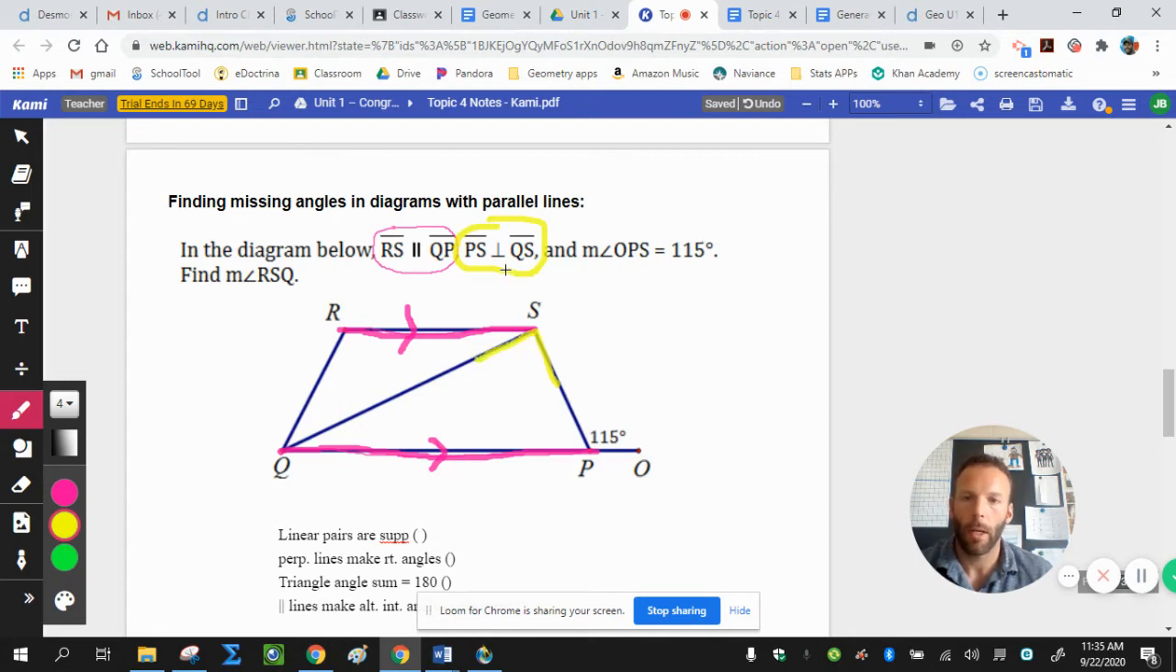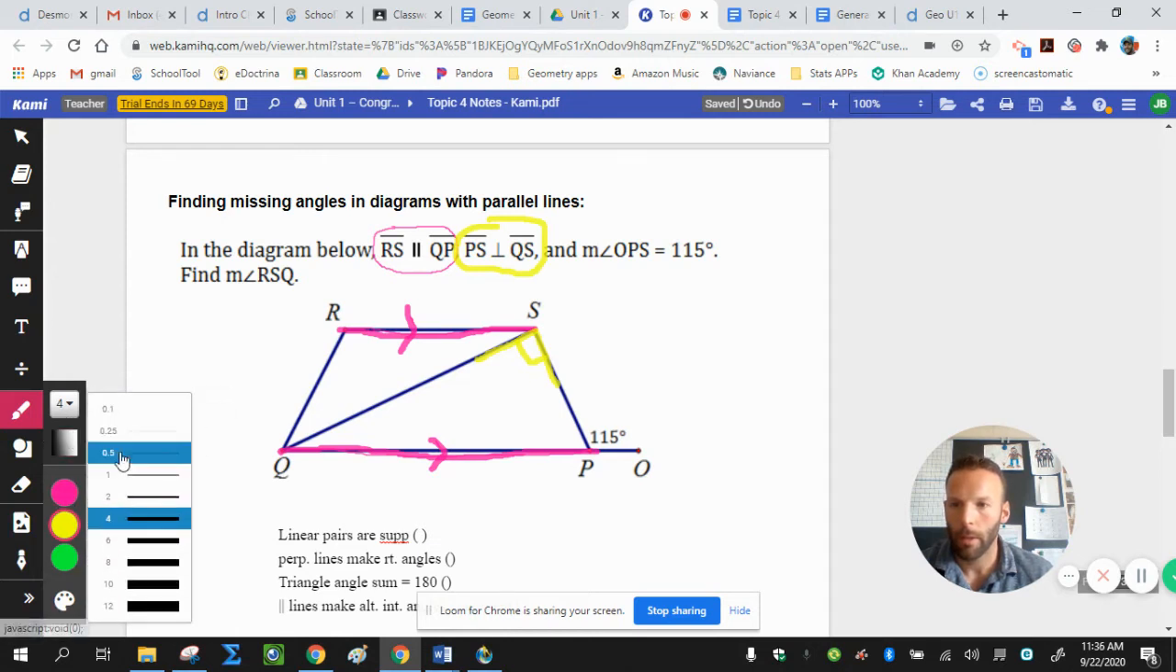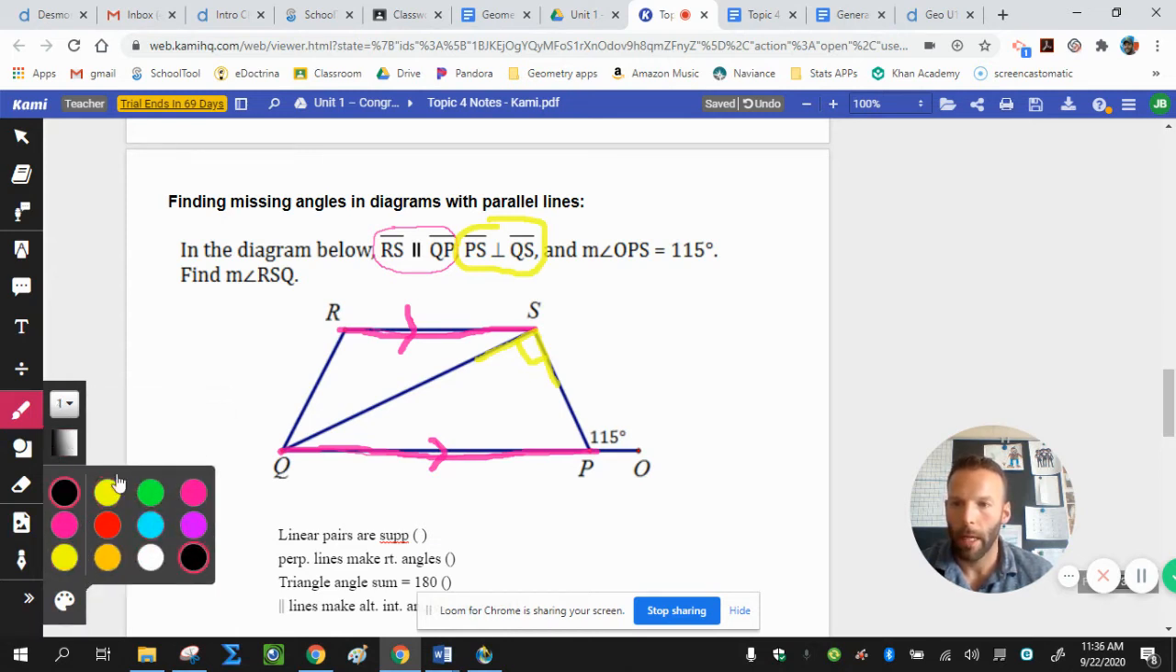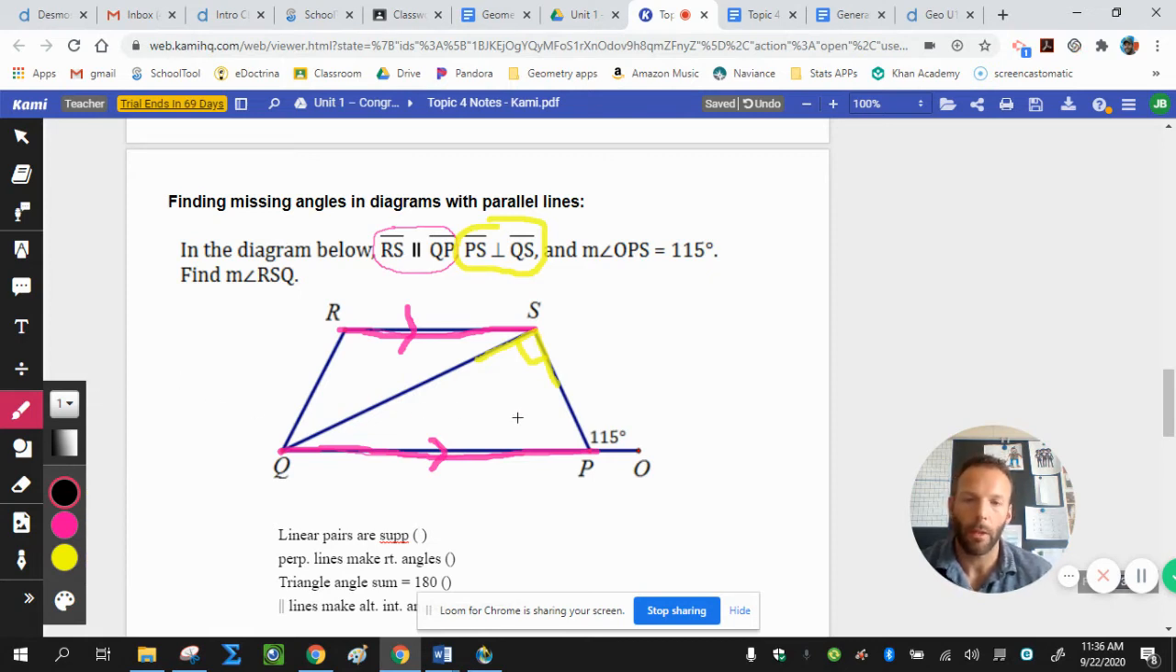And what I know is that when lines are perpendicular, segments are perpendicular, they create a 90-degree angle. And then the last fact you're told is angle OPS is 115. Okay, so let me shrink this down a little bit and start thinking about some math. Now, at the same time, I'm going to do some justifications here. So first thing I see is with this exterior angle 115, I see right away that I have a set of linear pairs. So if this angle is 115, then this angle right here must be 65, because those two linear pairs are supplementary.